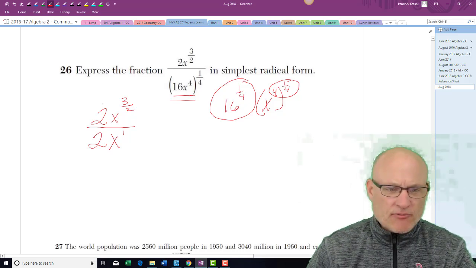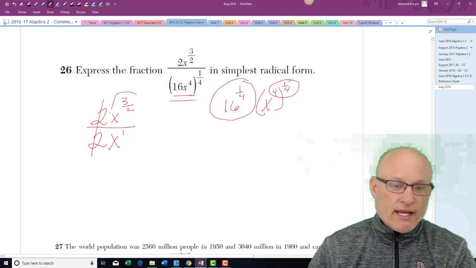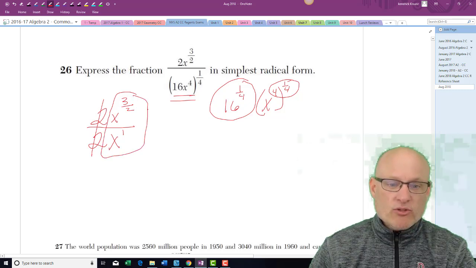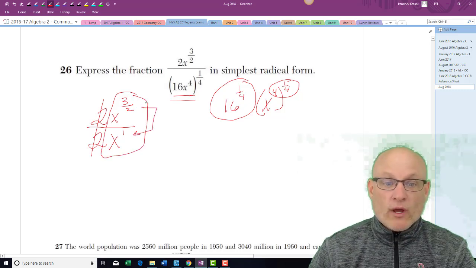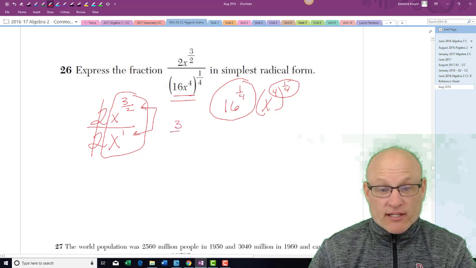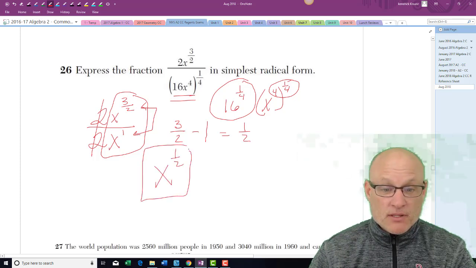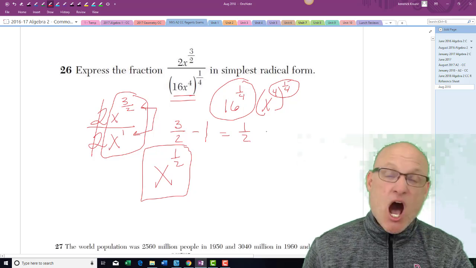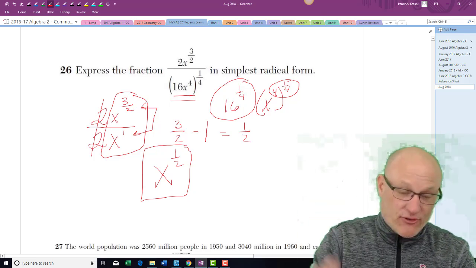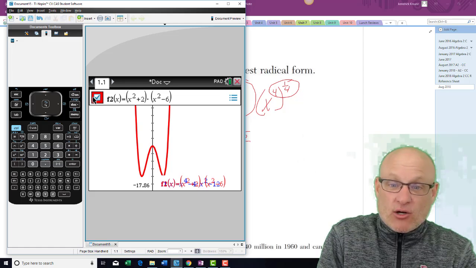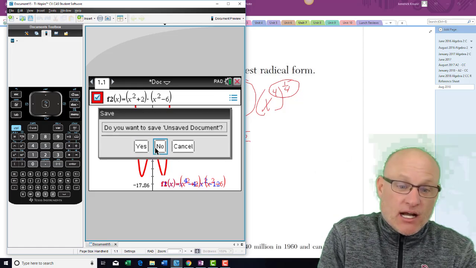Okay, now I can simplify. The 2's go, and I end up with this. Well, what do I do with exponents when I divide? I simply subtract them. 3/2 minus 1 is equal to 1/2. So my answer is x to the 1/2. Now, here's the problem. That's a perfectly amazing answer. Watch this. You're going to come over to your calculator and go, I'm going to check to make sure I got this right. I'm going to go over here.